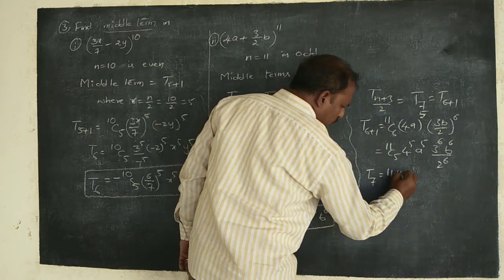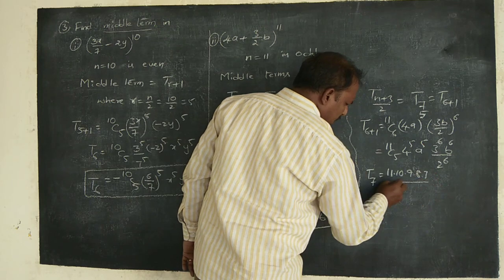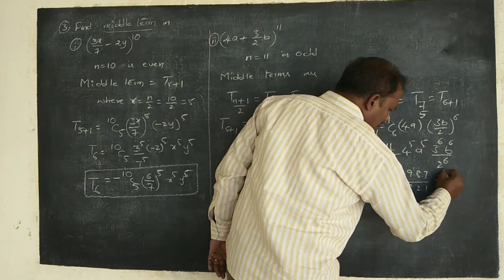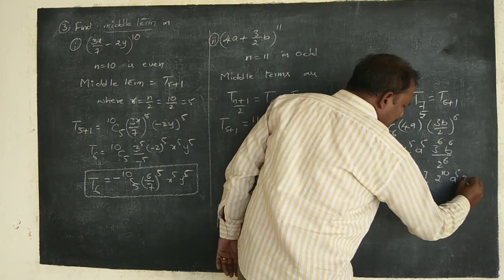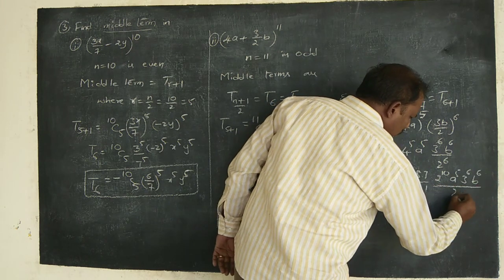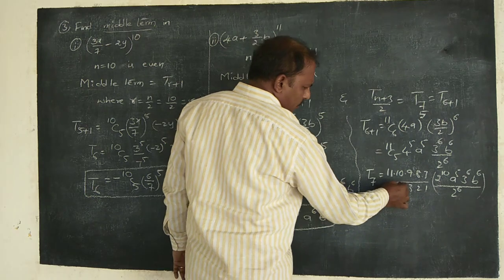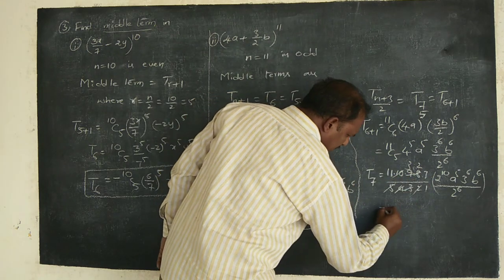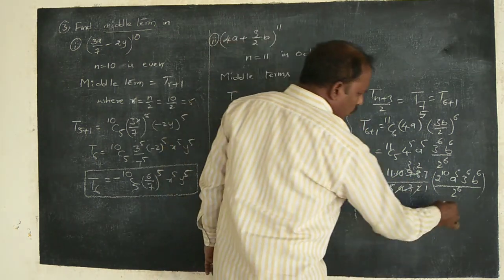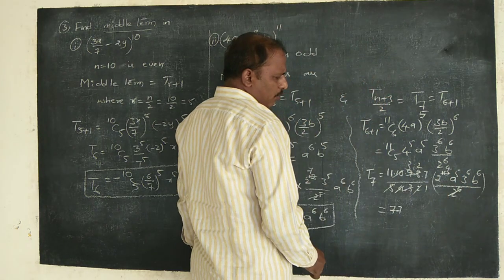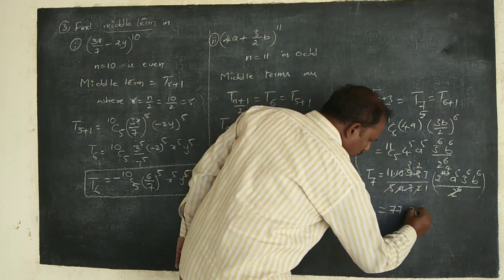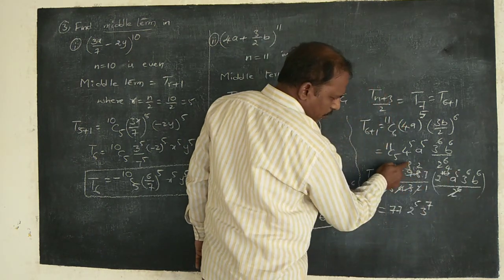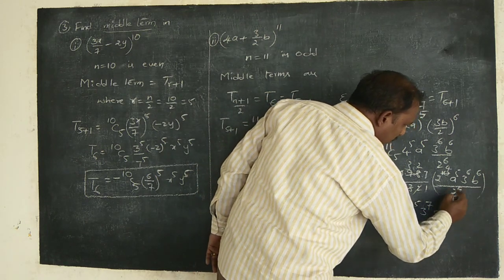11C5 is nothing but 11 into 10 into 9 into 8 into 7 by 5, 4, 3, 2, 1, into 4 to the power of 5, which can be written as 2 to the power of 10, a to the power of 5, 3 to the power of 6, b to the power of 6 by 2 to the power of 6. 5 twos are 10, gets cancelled. 4 ones are 4, 4 twos are 8, and 3 ones are 3, 3 threes are 9. 11 sevens is 77. 2 to the power of 5 gets cancelled with the 2 to the power of 10. We remain with 2 power 4 into 2, 2 power 5, and then 3 power 7, 3 power 6 into 3 power 1, a power 5, b power 6.